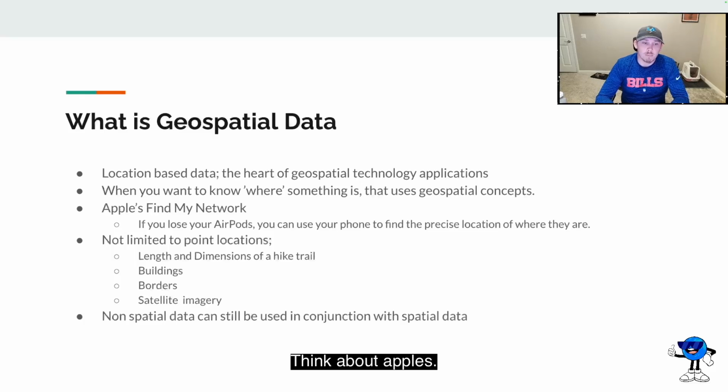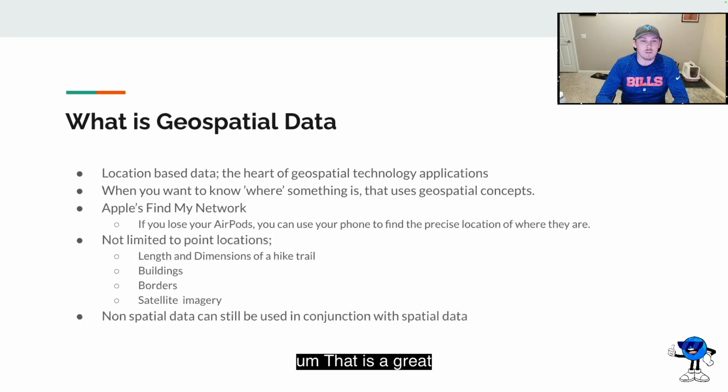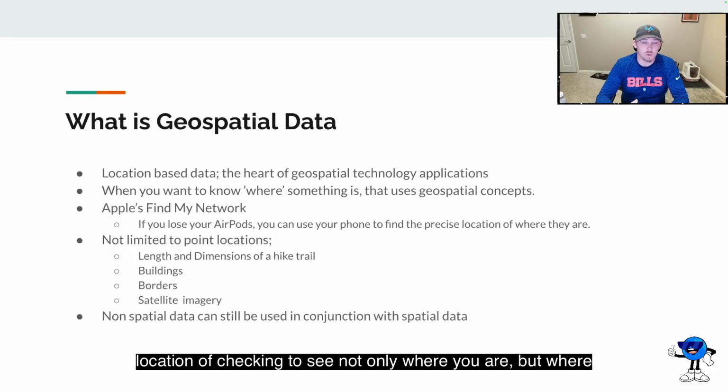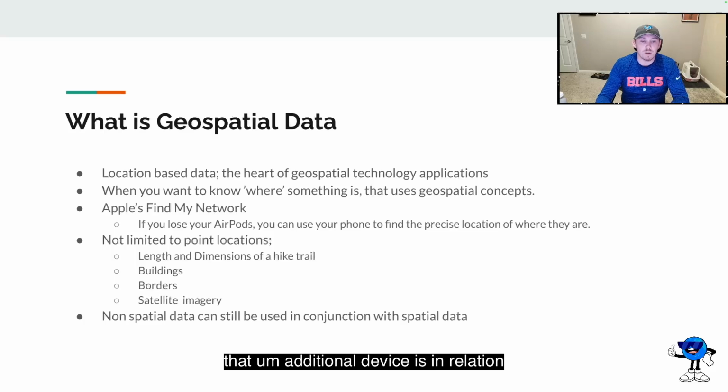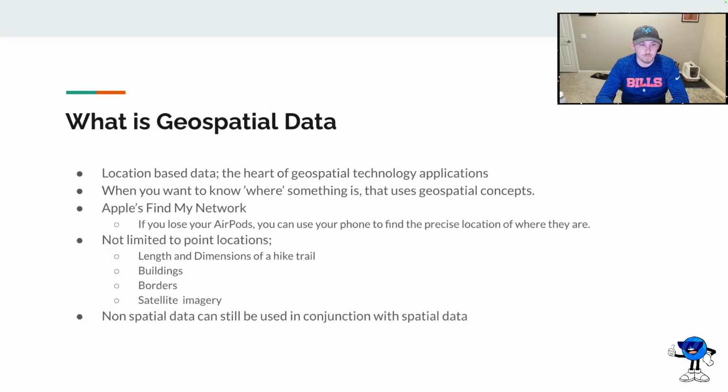Think about Apple's Find My network. When you lose your iPad or your AirPods, or you get those super annoying notifications of, hey, you left something behind, or hey, something is following you, that is a great example of geospatial data. It's the location checking to see not only where you are, but where that additional device is in relation to where you are, to let you know whether something is being left behind or something's following you, or whatever.